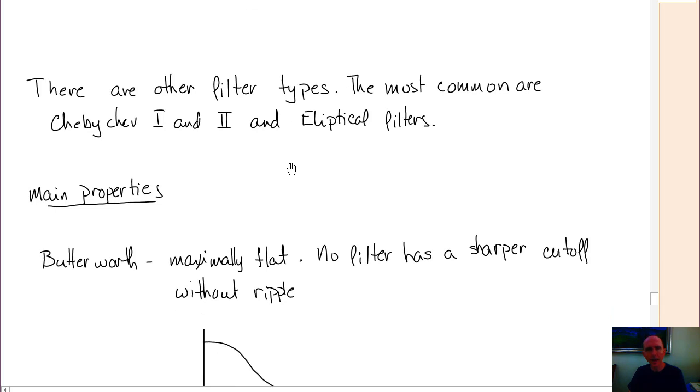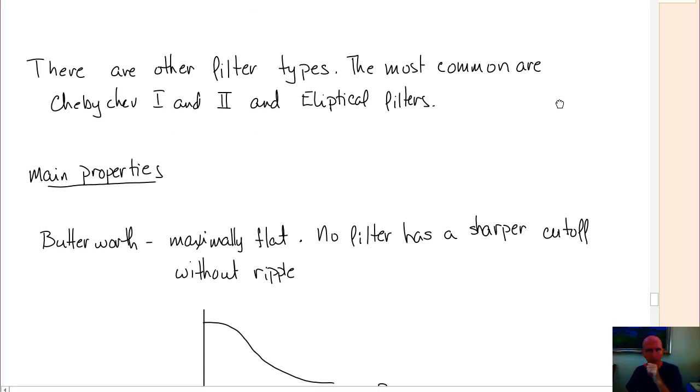Now, I had mentioned that sometimes in other semesters we design other types of filters besides Butterworth filters. This semester we probably won't, but let me go over the general idea. Now, as I write here, there are other filter types. The most common are Chebyshev type 1, Chebyshev type 2, and what we call elliptical filters.